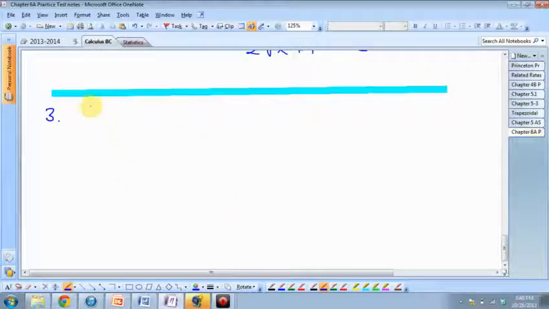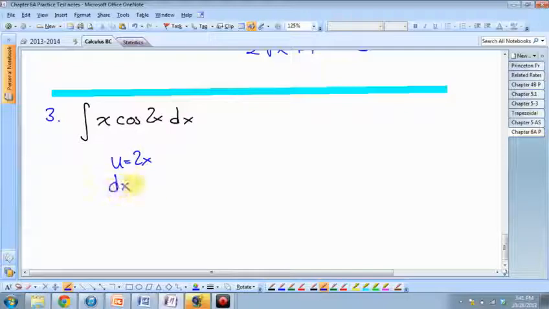All right, let's try this one. Integral of x cosine 2x dx. Okay, my first thought is never integral by parts. The first thought is always, can I make a u-substitution? So let's try it. If u is 2x, that makes du equal to 2 dx.